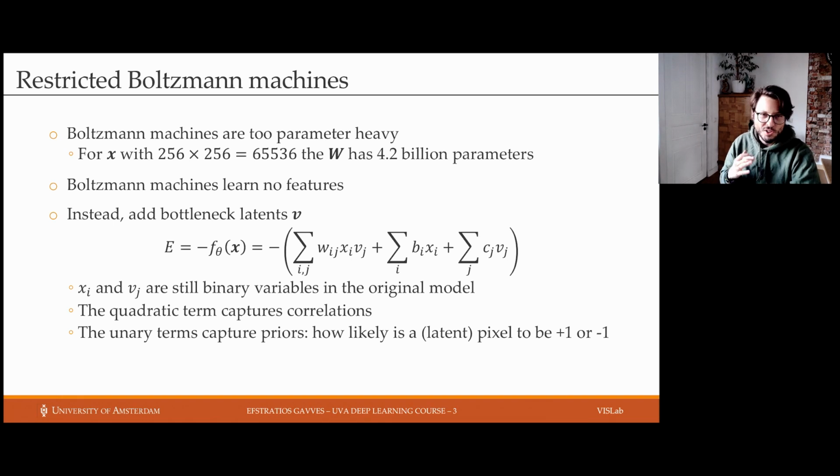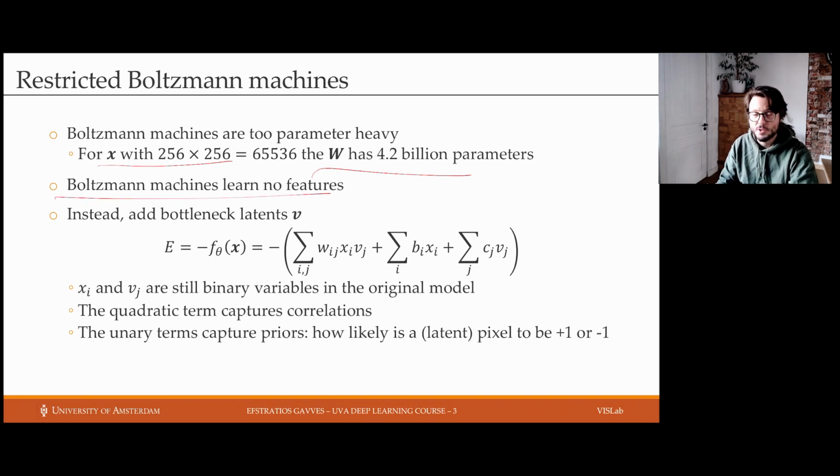One problem that Boltzmann machines have is that they are very parameter heavy. In fact, their number of parameters scales up quadratically with the number of dimensions of the visible unit. So you can imagine that if I have a relatively small image of only 256 by 256 pixels, this would basically amount to roughly 4 billion parameters just for a single layer. That is clearly not feasible, not practical, not desirable.